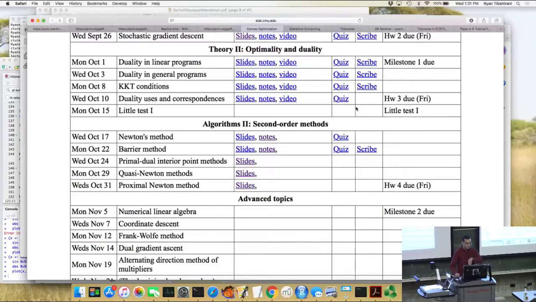Okay, guys, let me start by asking you a question, or a survey. So today we're doing the primal-dual interior point method.